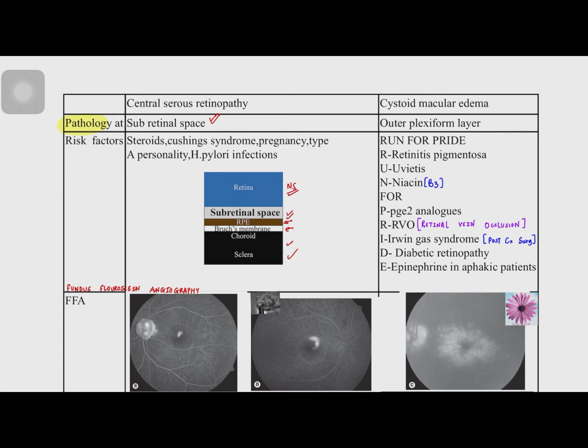Apart from that, the risk factors for CSR are: the major risk factor is steroids, hence an excess of glucocorticoids as seen in Cushing syndrome, pregnancy, and type A personality, which is mediated by the increase in stress of the patient, then H. pylori infections.